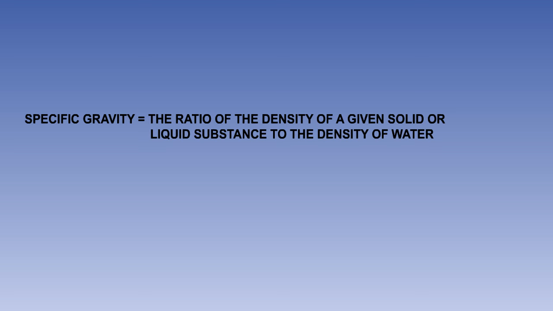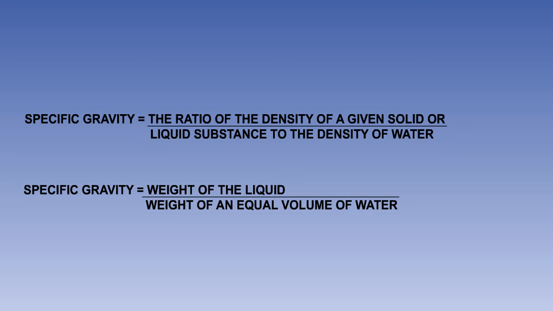Specific gravity, or SG, is defined as the ratio of the density of a given solid or liquid substance to the density of water. Or, to put it more simply, it is the weight or mass of the liquid divided by the weight or mass of an equal volume of water.